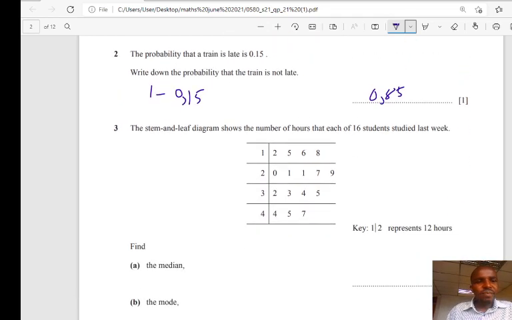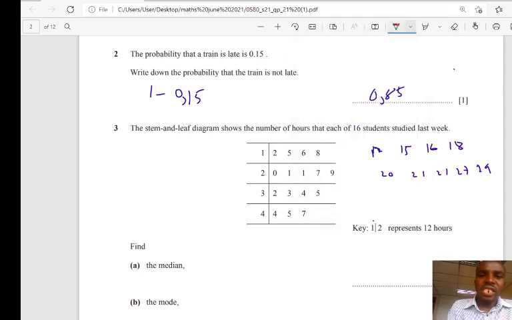Then you are done. Next, the stem and leaf diagram shows the number of hours that each of the 16 students studied last week. First part, find the median. There's a key here, meaning that 1|2 means 12. So here there's 12, then there's 15, 16, 18. On the second row is 20, then 21, 21, 27, 29. So that's how you interpret the stem and leaf diagram, right?